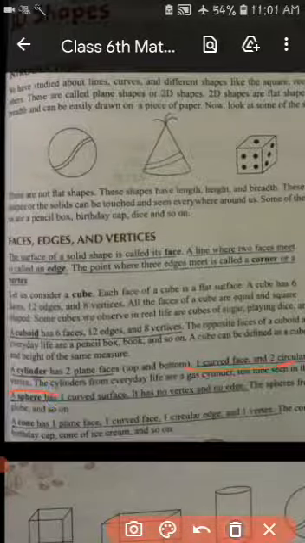A cylinder has two plane faces, one curved face, and two circular edges. Because this is your cylinder: this top is a circular part and this bottom is also a circular part, and this completes a cylinder. So one curved face and two circular edges.